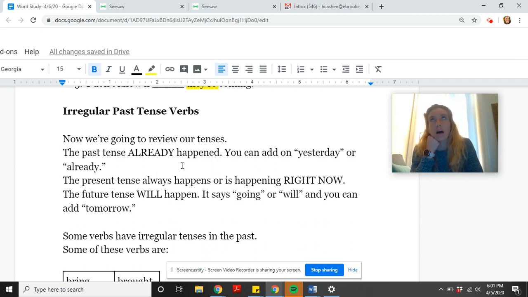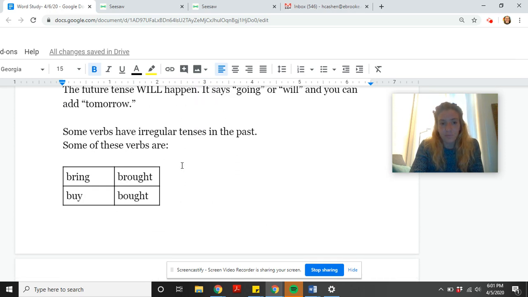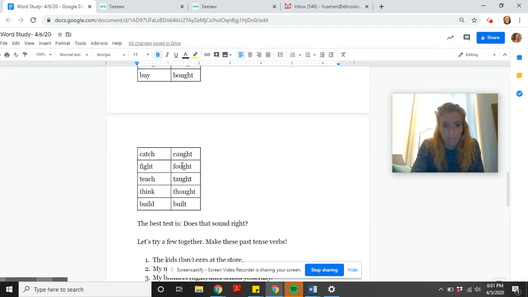But there's a lot of verbs where you can't just add ed. And those are called irregular. Irregular means not regular. It means something that doesn't usually happen. So we're going to go over some of those irregular past tense verbs this week. Now, let's jump into these.